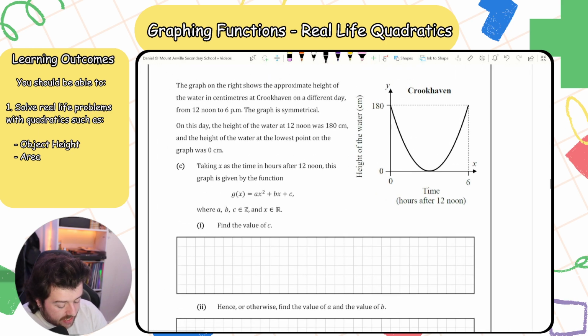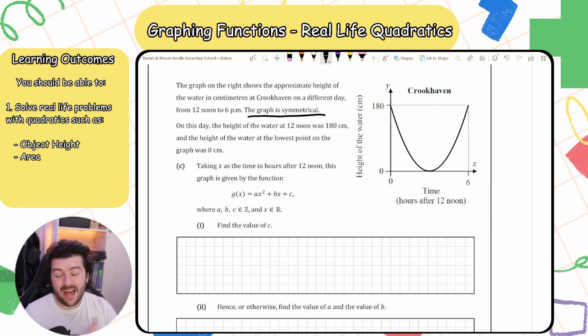All right. Now let's look at another question here. This is part C of the question. So the graph on the right shows the approximate height of water in centimeters at Crookhaven on a different day from 12 noon to 6 p.m. The graph is symmetrical. So symmetrical just means if you fold it in half, nothing overlaps. It has an axis of symmetry. So remember them little things in primary school, like the butterfly thing. You make a butterfly on one side, you squeeze paint, and you put it over it, and then it's perfectly symmetrical. So that is what symmetrical just means. It just means if I were to fold it over, there'd be no overlap.